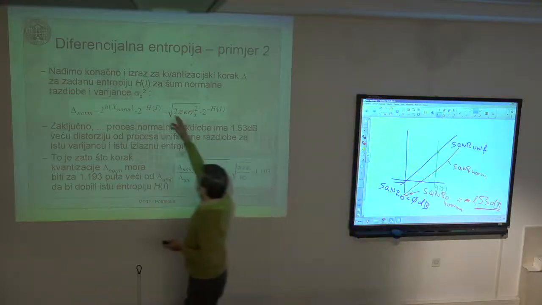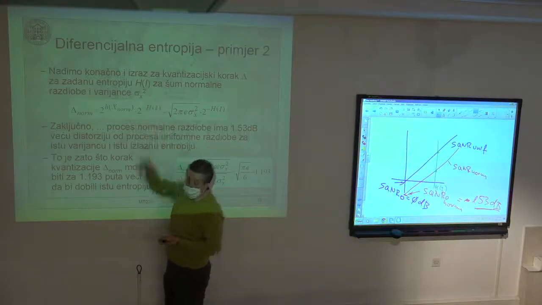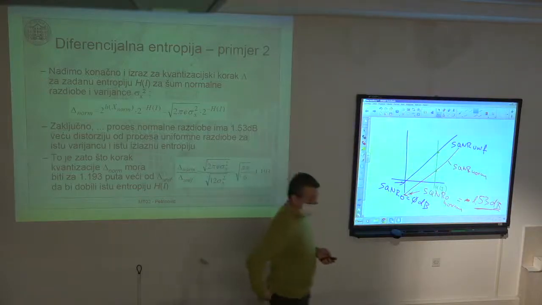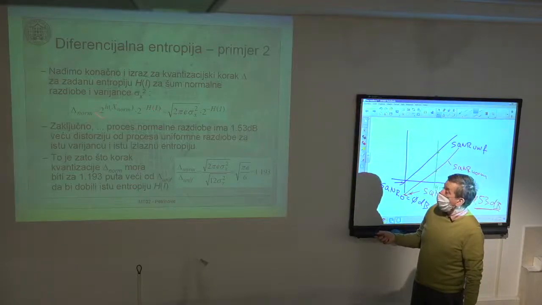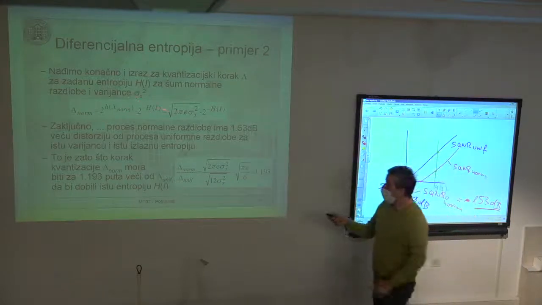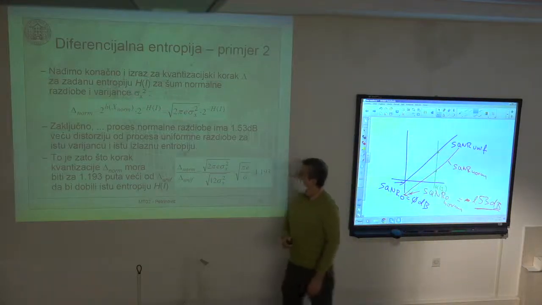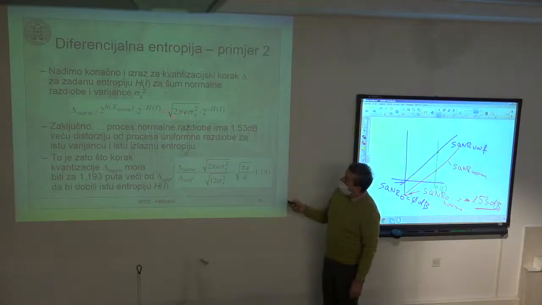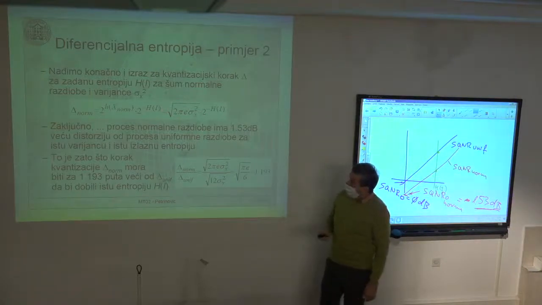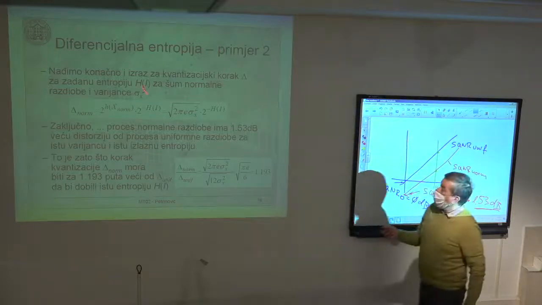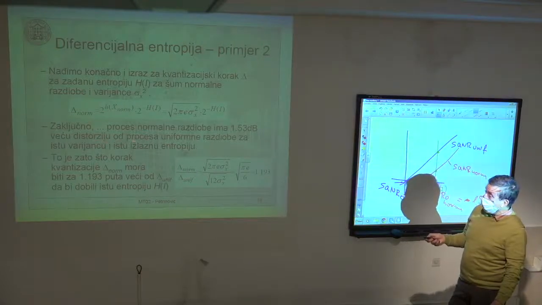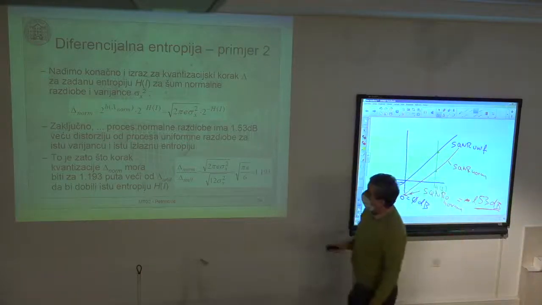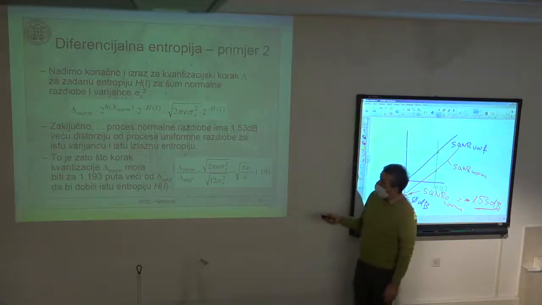If I have a given channel capacity again, so I have this h of I that is defined by the channel capacity, and I again insert into this equation 2 times 2 to the power of differential entropy times 2 to the power of minus rate, minus h of I. Okay, and I get this expression here. Finally, we conclude that this normally distributed process has 1.53 dB larger distortion than the process that has uniform distribution for the same input variance and for the same output entropy.